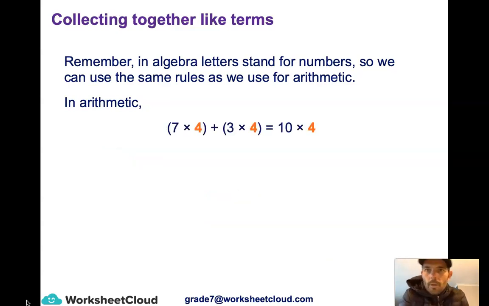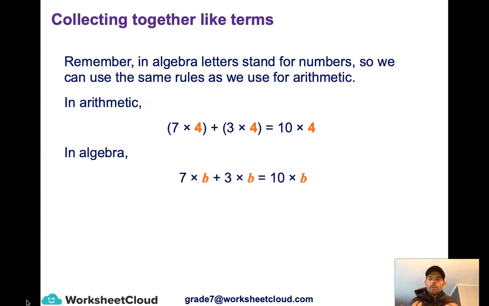Okay, so let's remember that in algebra, letters stand for numbers. Okay, and we've already said that we can use the same rules as arithmetic. So looking at the example on the screen, 7 multiplied by 4 plus 3 multiplied by 4, it's exactly the same as 10 multiplied by 4. So 7 multiplied by 4 is 28, and 3 multiplied by 4 is 12. If you add those two together, you get 40. So it's 7 groups of 4 plus 3 groups of 4, which is exactly the same as 10 groups of 4.